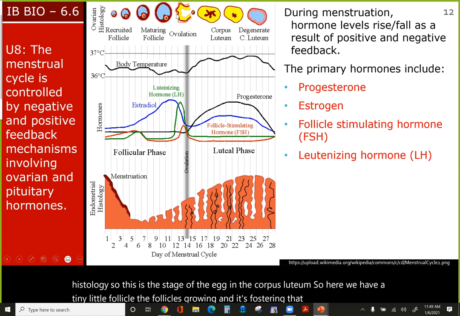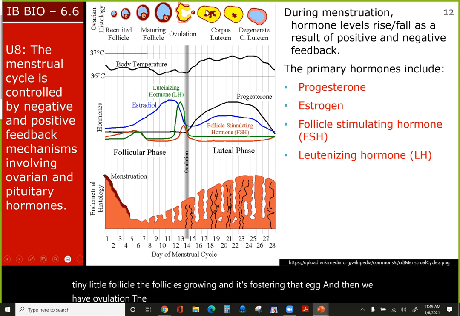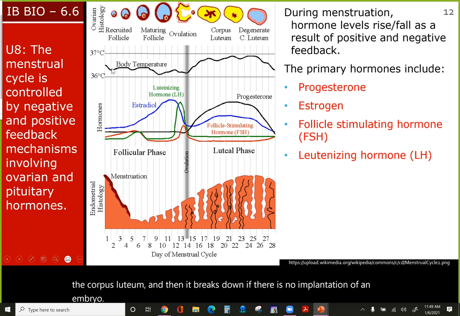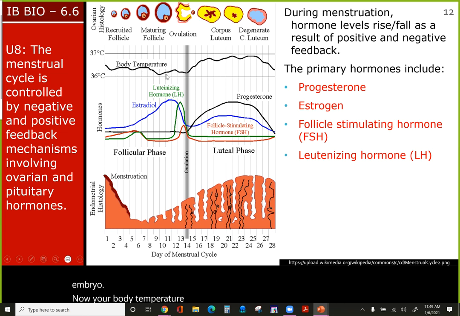And then we have ovulation. The follicle releases the egg. The follicle then becomes the corpus luteum, and then it breaks down if there's no implantation of an embryo. Now, your body temperature also changes during this process.